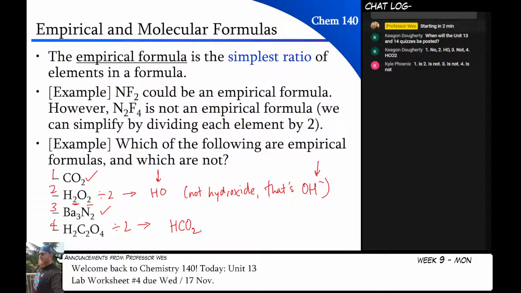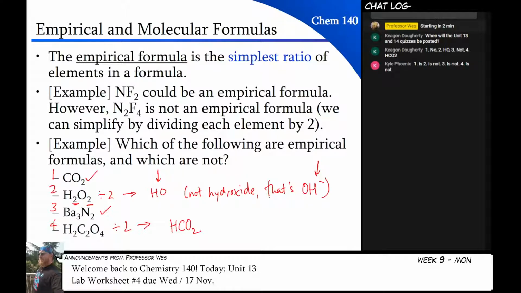Which, again, is not necessarily a thing. It turns out this one actually is a thing. Wait, is this one a thing? No, it's not. This is not a thing either. I was thinking of something else. So again, empirical formulas are just models, and we get them by dividing out the common number that is present in all of the elements.